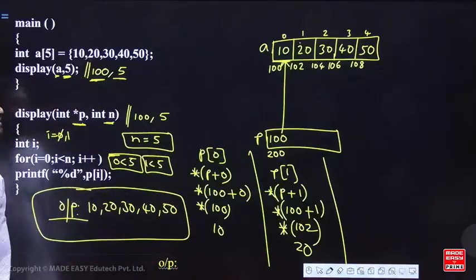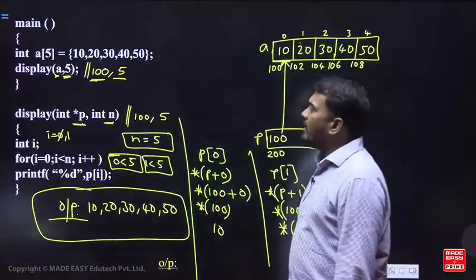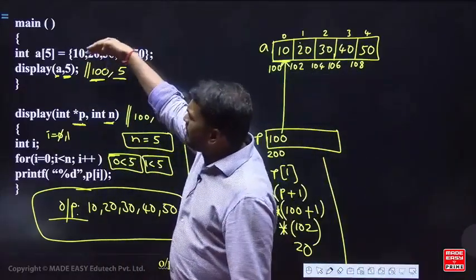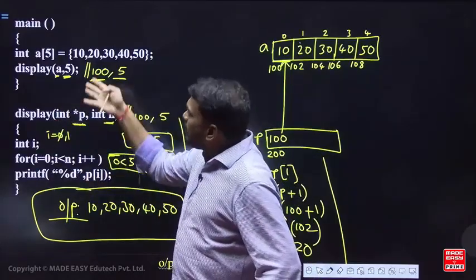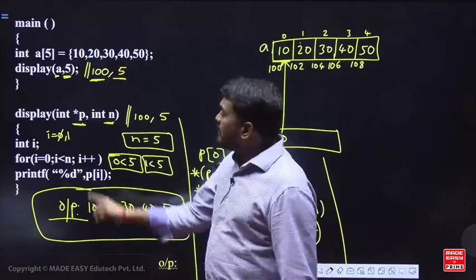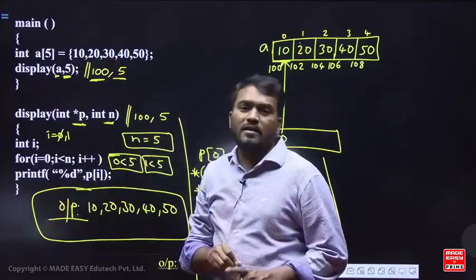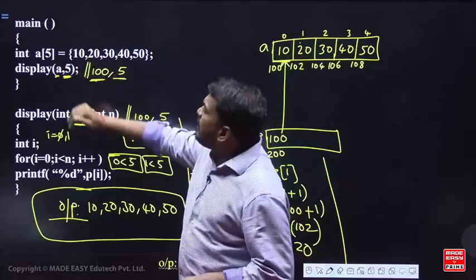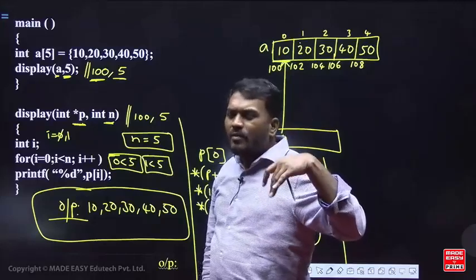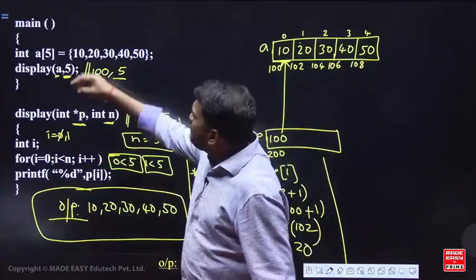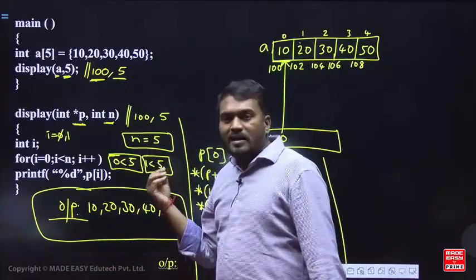Is that clear? Please understand what I am trying to say in this example. I am not passing all the array elements to the function. In the display function, you are printing all the array elements. But what did you pass to the display function? You simply passed only the base address. You are not passing all the array elements. By simply passing the base address of the array, you can access all the array elements.